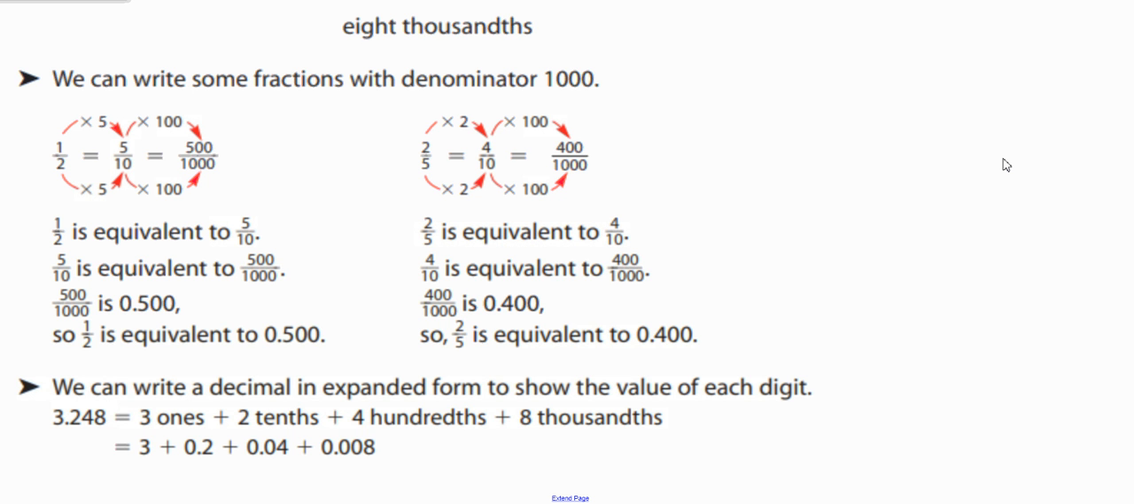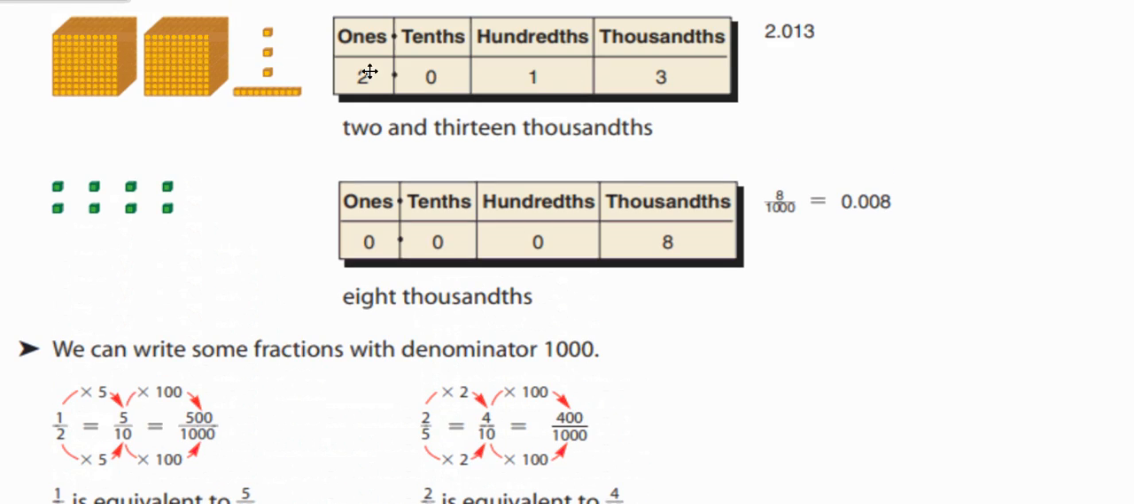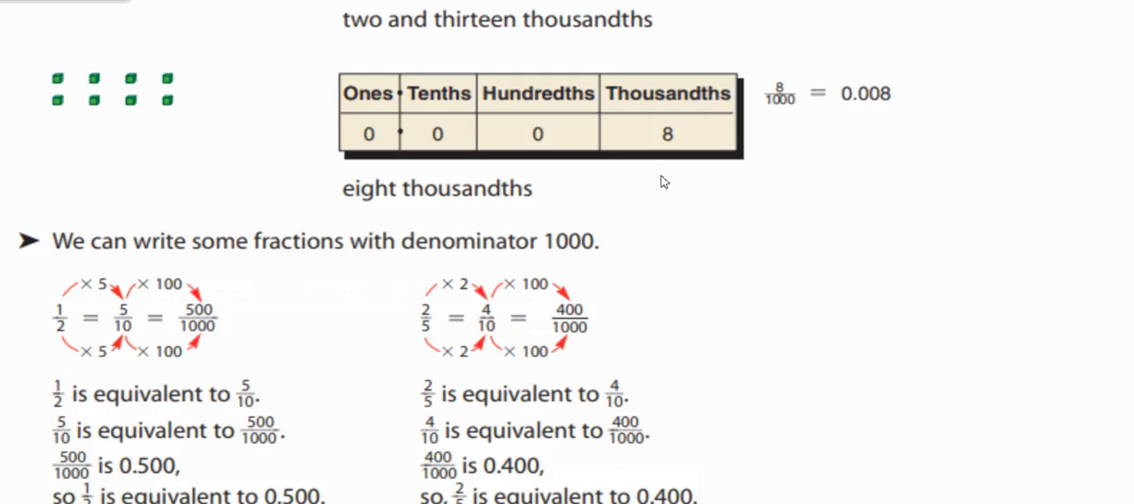When we are writing these in expanded form, so remember from earlier this year, expanded form is when we break down each of the places. We would have 3 ones, for this example, 3.248. So 3 ones, 2 tenths, 4 hundredths, and 8 thousandths. So if I think about it in terms of this one, I've really just said 2 ones, 0 tenths, 1 hundredth, and 3 thousandths. So I've broken it down.